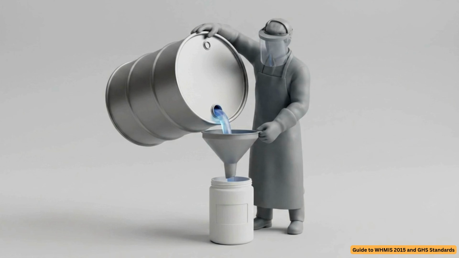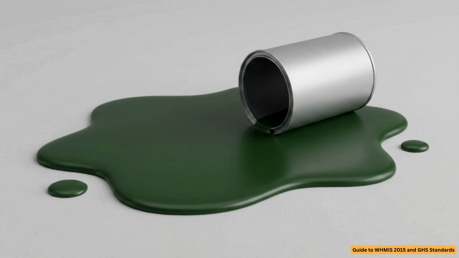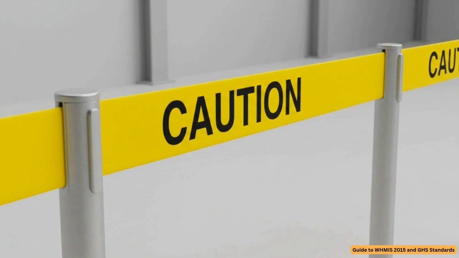If you are transferring a liquid from a primary supplier container into a smaller one, you must ensure that the new container is also properly labeled with the product's hazards. If an accident occurs and a chemical spills, your immediate priority is containment. Step back, warn your coworkers, and secure the perimeter to ensure nobody walks through the hazard area.